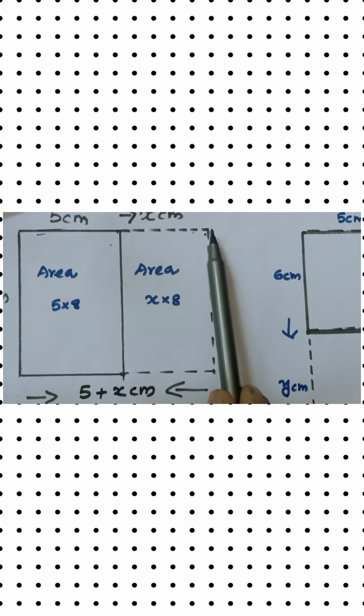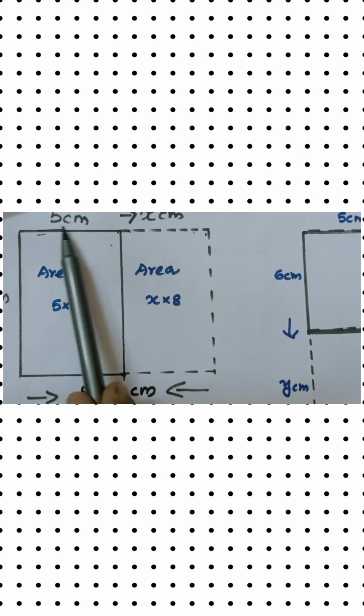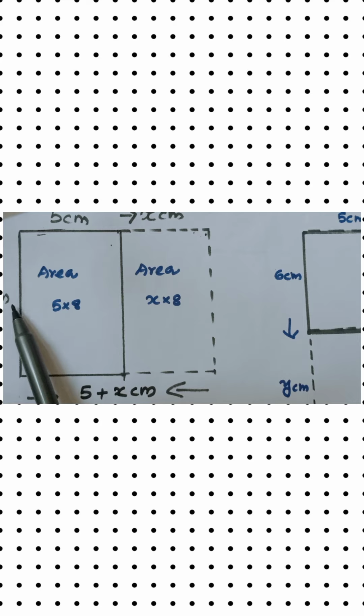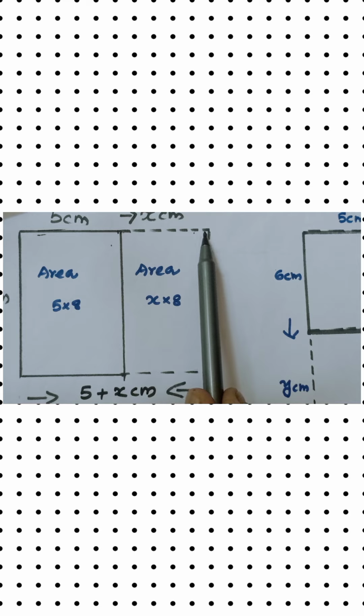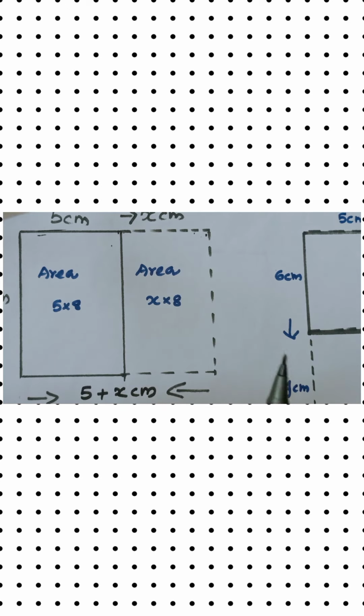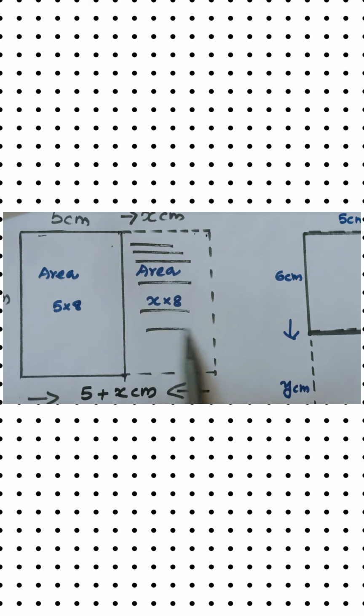Then the previous length is 8 centimeter. Then what will be the total area of this figure? Here we got two rectangles. First one 5 centimeter breadth and 8 centimeter length. The next one x centimeter, only this part we want to select. X centimeter breadth and already this length we know that is 8 centimeter. Then what is the area of this shaded part? What is the area? That is x into 8.